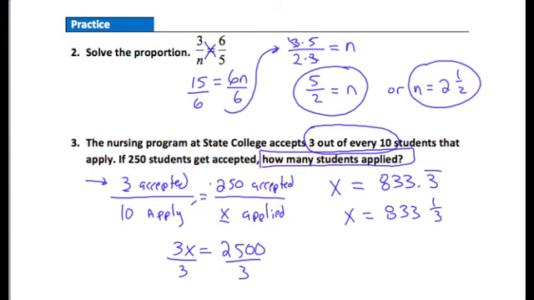I don't think that's appropriate when we're talking about a student. It would be kind of gross if we had 1/3 of a student applying. So we want to round this number to the nearest whole number because we're talking about people here, and so it makes sense to round it to the nearest whole number. So if we go back to our decimal answer here, 0.3 means we're going to round down. So we would want to say that 833 students applied.